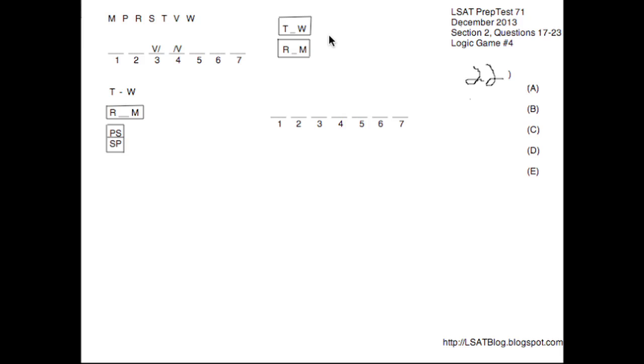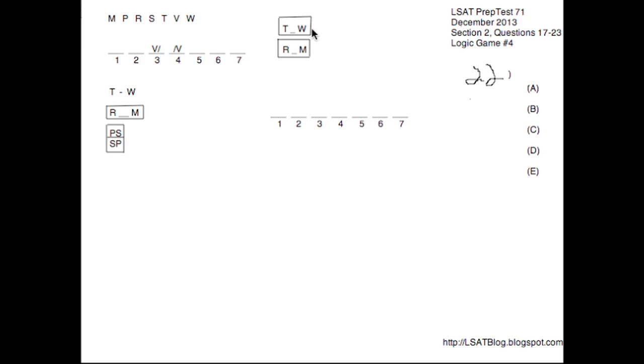If we have exactly one painting between T and W, what must be true? So we have T space W imposed as a new restriction with exactly one between them, and then of course we already have R space M with exactly one between them as an original restriction. That's of course the second rule of the game.